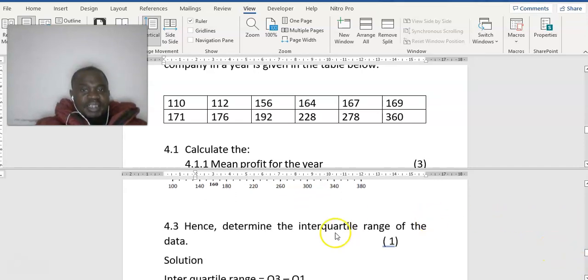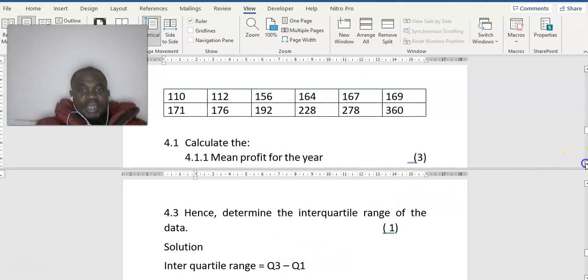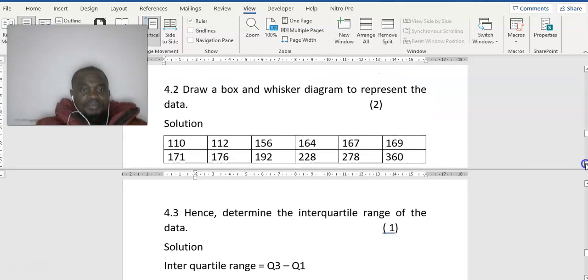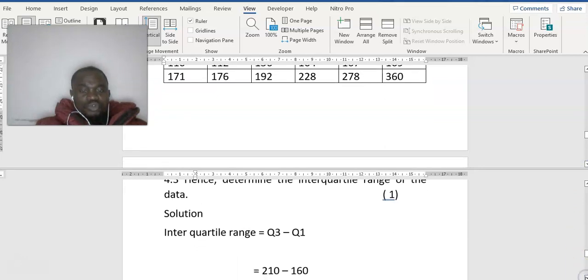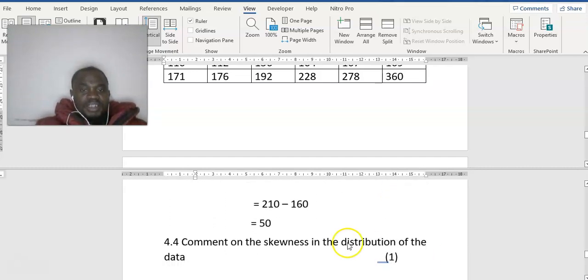Then the question says, hence determine the interquartile range of the data. To determine the interquartile range of the data is Q3 minus Q1. So we use Q3 and Q1. So Q3 minus Q1. What is our Q3? We already know our Q3 to be 210 minus Q1, which is 160. And this is going to give us 50.